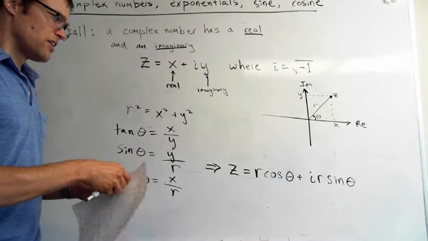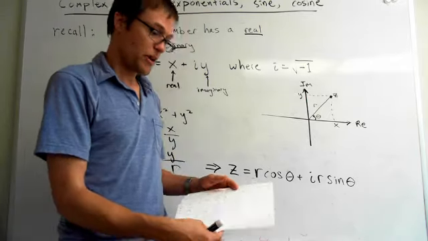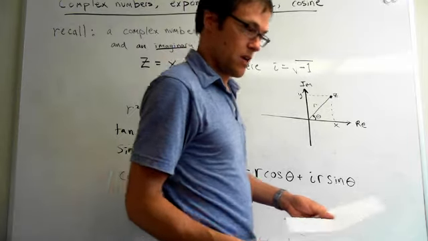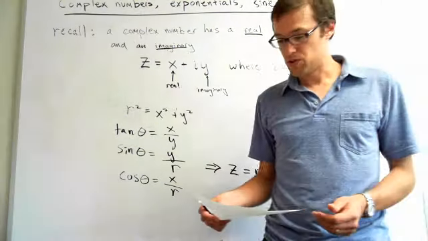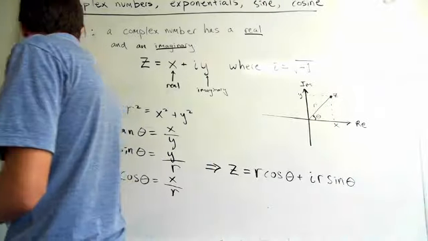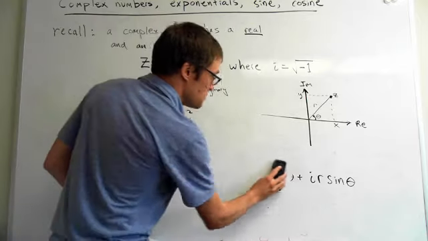Okay, so that is just a very, very brief introduction to what a complex number is and two ways to represent it. And now we're going to switch to talking about exponential functions whose arguments are complex numbers. Okay, so let me erase this for now.